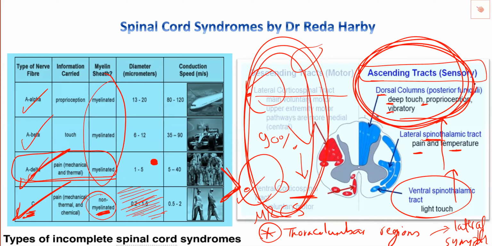We will find only affection of deep touch, proprioception, vibration, and pressure. So only this portion is affected in posterior spinal artery affection, which may involve two arteries because the posterior spinal arteries are two in number. So we will find affection only to the dorsal column ascending sensory tracts, so affection of only vibration, proprioception, and deep touch or pressure.